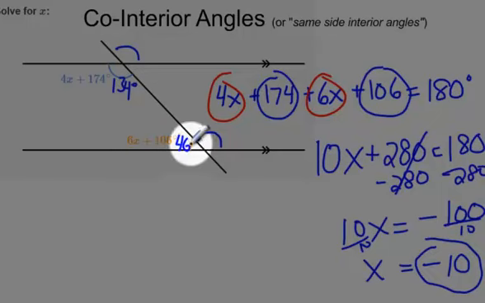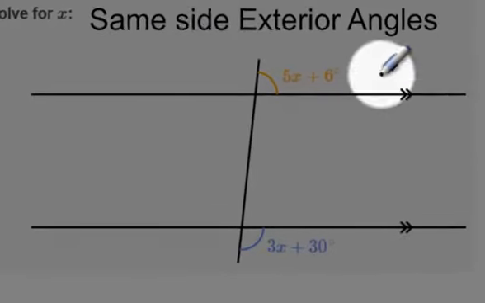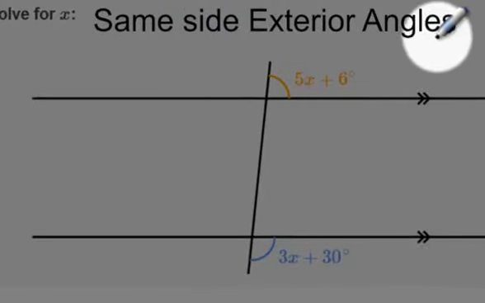Notice our answers are not the same. Well, they're not supposed to be the same. These two answers added up, 134 plus 46, are supposed to be 180. Is it? 134 plus 46. You can do it in your head if you want. It's 180. We got this question right. Sweet. All right.